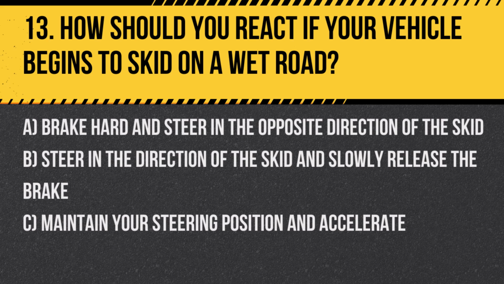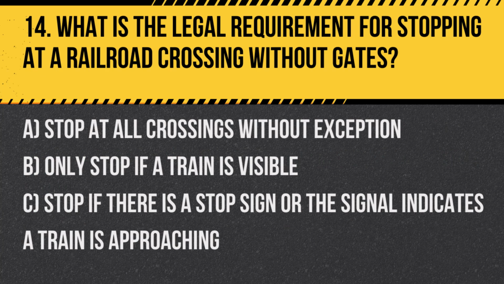C. Maintain your steering position and accelerate. Answer. B. Steer in the direction of the skid and slowly release the brake. This helps regain control of the vehicle by aligning the tires with the direction of travel. Question 14. What is the legal requirement for stopping at a railroad crossing without gates? A. Stop at all crossings without exception.